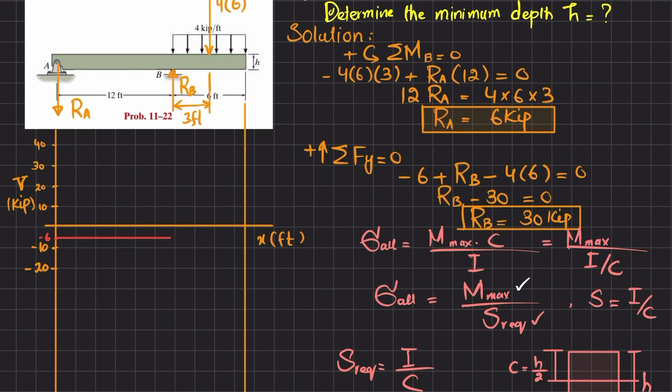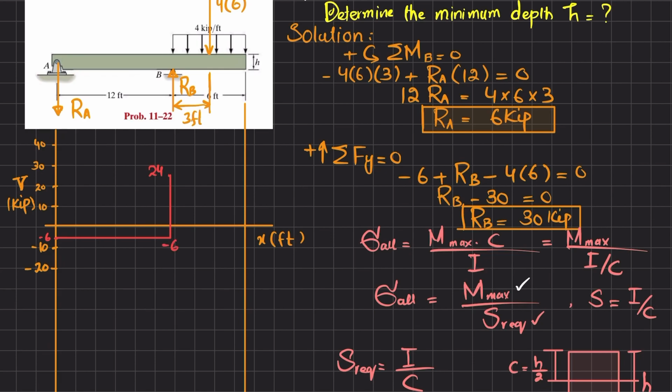Now at this point you have RB, which is 30. So minus 6 plus 30 will bring it to 24. First we will locate point 24. So 24 will be somewhere here. So shear force will change from this to 24. This is 24 kips. This is minus 6 kips.